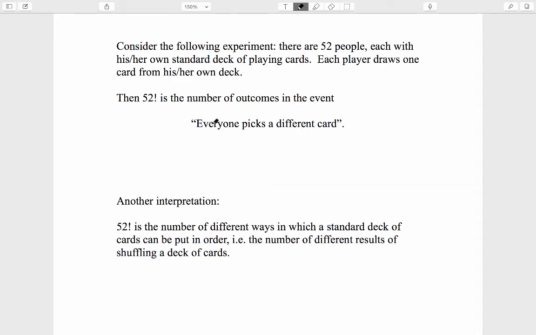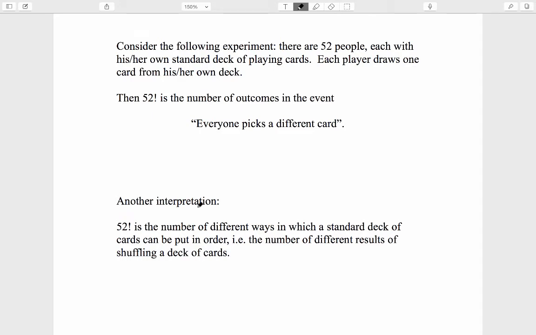So here's one interpretation. Consider the experiment of having 52 people, each with his or her own deck of playing cards. This is analogous to the 6 dice, one for each of 6 people. Just as we had each person roll their own die, now we're going to have each player draw one card from their own deck. If that's the experiment, then 52 factorial is the number of outcomes in the event everyone picks a different card from everyone else. Just as 6 factorial was the number of outcomes in the event everyone obtains a different number on their die, similarly here, 52 factorial counts the number of ways that all 52 people could possibly obtain different cards from everyone else.